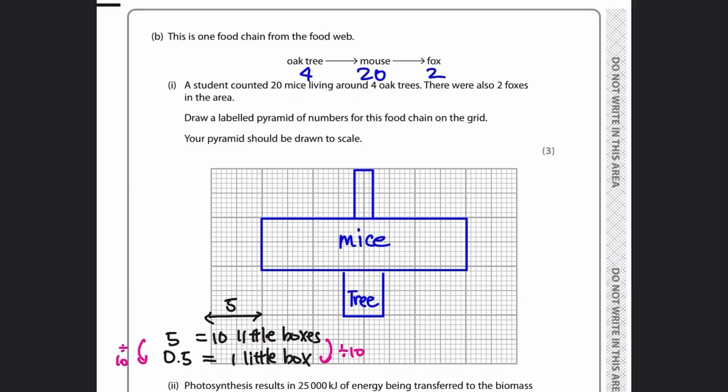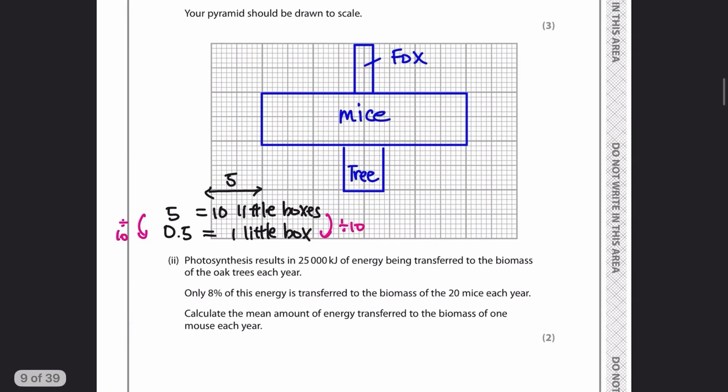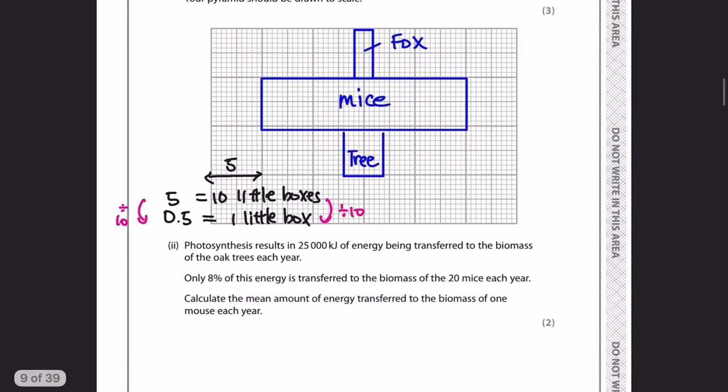Like this. And of course, you label it. All right, next. Okay, so here it says photosynthesis results in 25,000 kilojoules of energy being transferred to the biomass of the oak trees. What that means is, I like to label as I go along. So 25,000 kilojoules is the energy in these trees. Let's label it. This is 25,000 kilojoules.